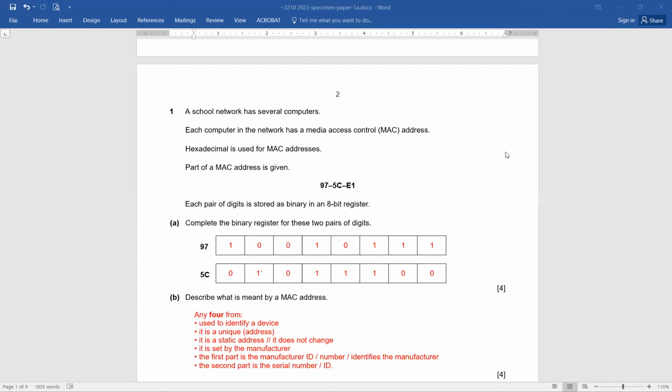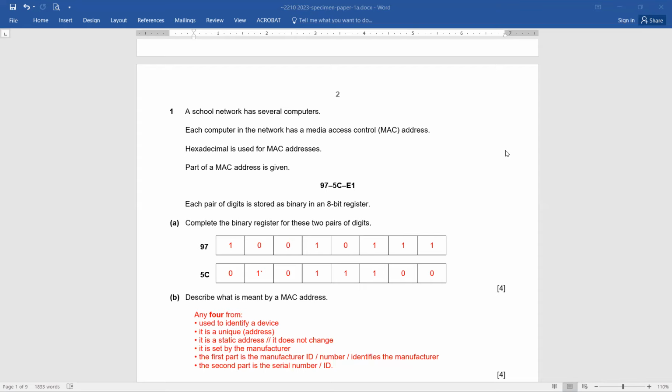Now, it's very simple. 9, what you will do is you will actually find out the value for 9 in 4 bits or the nibble. And the answer will be 1001. As you can see, the first 4 bits are representing 9. And the next 4 bits are representing the value 7, which is 0111.